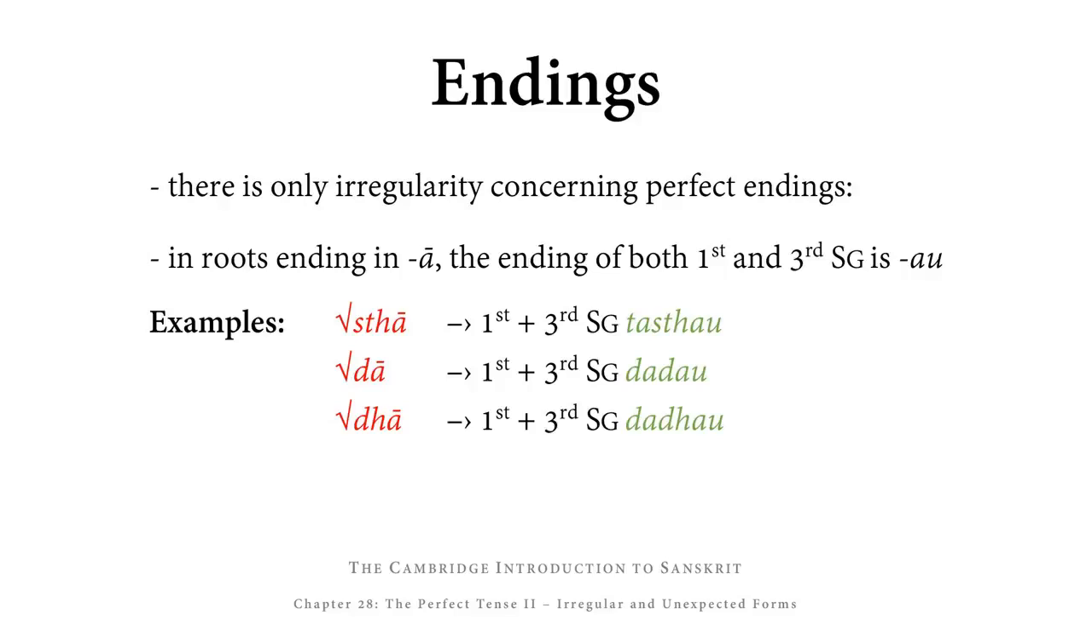Basically what's happening here is the regular ending would be short a, and if I were to add a to the strong stem, for example, tasthā, then tasthā would simply result in tasthā, and that perhaps was not seen as recognizable enough, and so instead we find these very iconic, very noticeable forms ending in au, tasthau, dadau, dadhau, and so on.